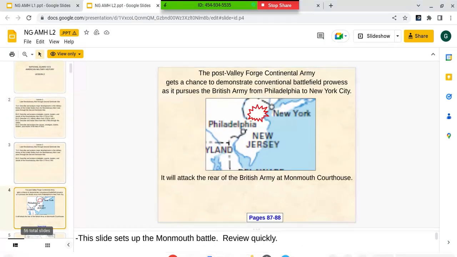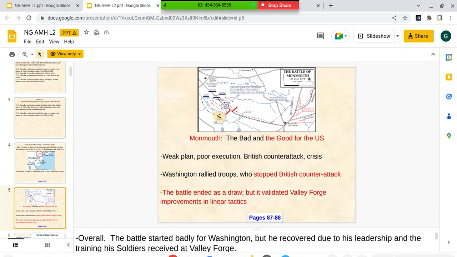Again, we're going to highlight the directly testable parts. I don't want to waste your time talking about stuff that's not really important. There was the Battle of Monmouth. They analyzed the bad and the good aspects of the United States. It was a weak plan. There was poor execution. There was a British counterattack. It was a crisis overall.